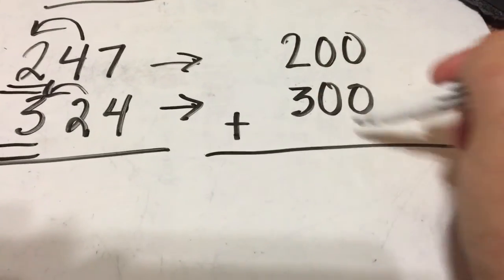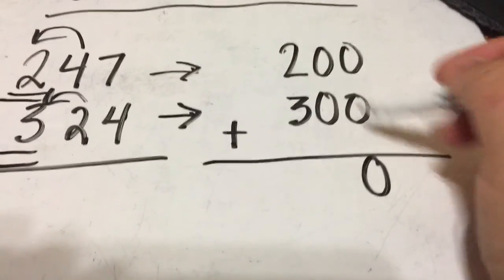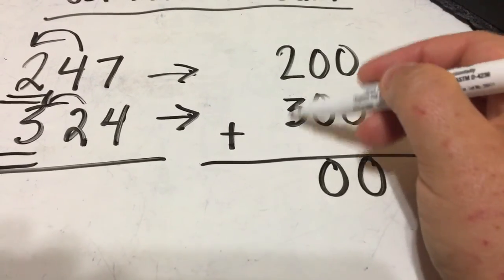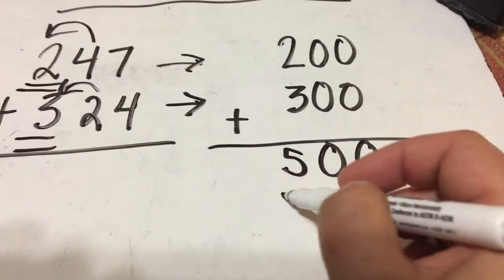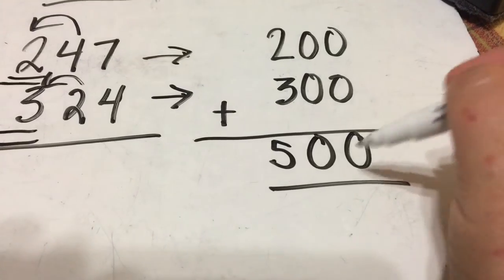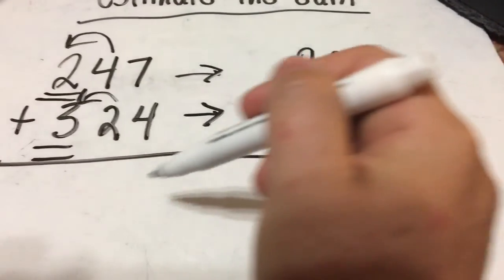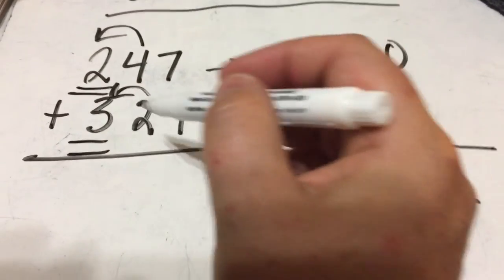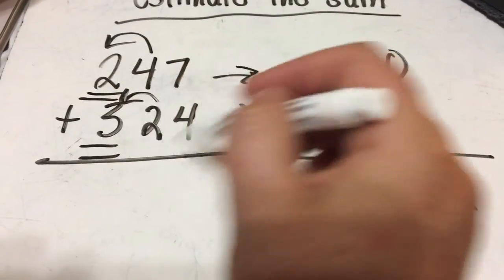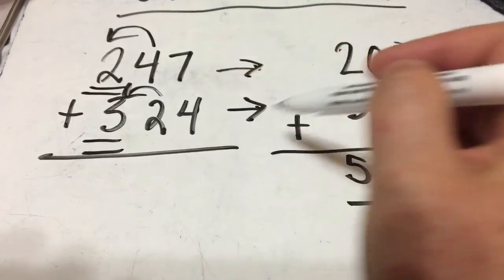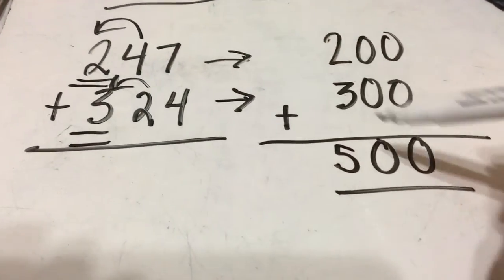So now we're gonna add this up. 0 plus 0 is 0, 0 plus 0 is 0, and 2 plus 3 is 5. So our number rounds to 500, or we estimated the sum to 500. Now, what they're gonna want you to do is they also want you to add all of this up. So they wanna see how close we are, okay?